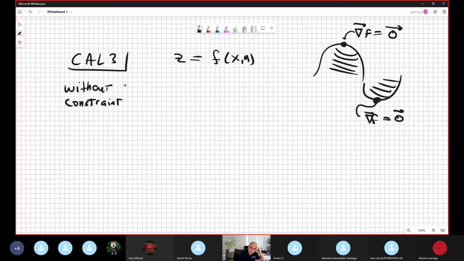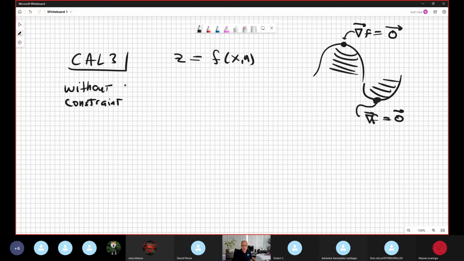Did you see in the animation in the last class, when you go to the peak of the hill, the gradient disappears? Why? Remember, the gradient points in the direction in which the function is increasing fastest. Now, if you go to the peak of the hill, the gradient is totally lost, because in what direction is it increasing? I have reached the peak of the hill, so the gradient is the zero vector.